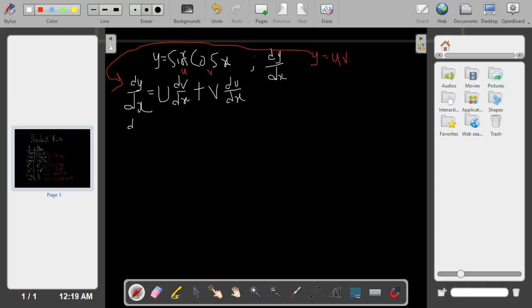dy dx equals sin x, if you have sin x. Now, your v is cos x, but because it is dv dx here, it means that you are going to differentiate cos x. And that gives you what? When you differentiate cos x, that's minus sin x.